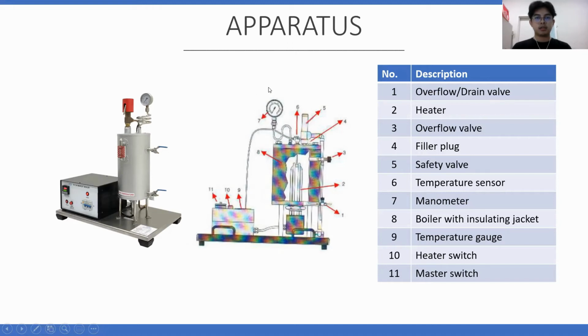The manometer is used to measure the pressure inside the boiler. Number 8, the boiler itself with insulating jacket. Number 9, the temperature gauge right here. Number 10, the heater switch. And then number 11 is the master switch to turn on or off the Marcet boiler.